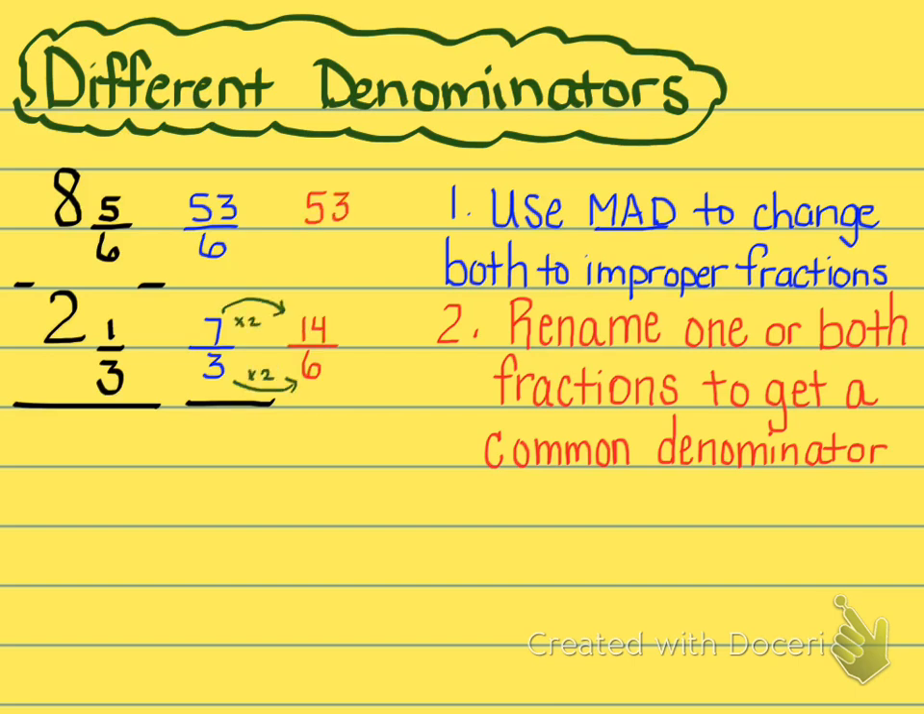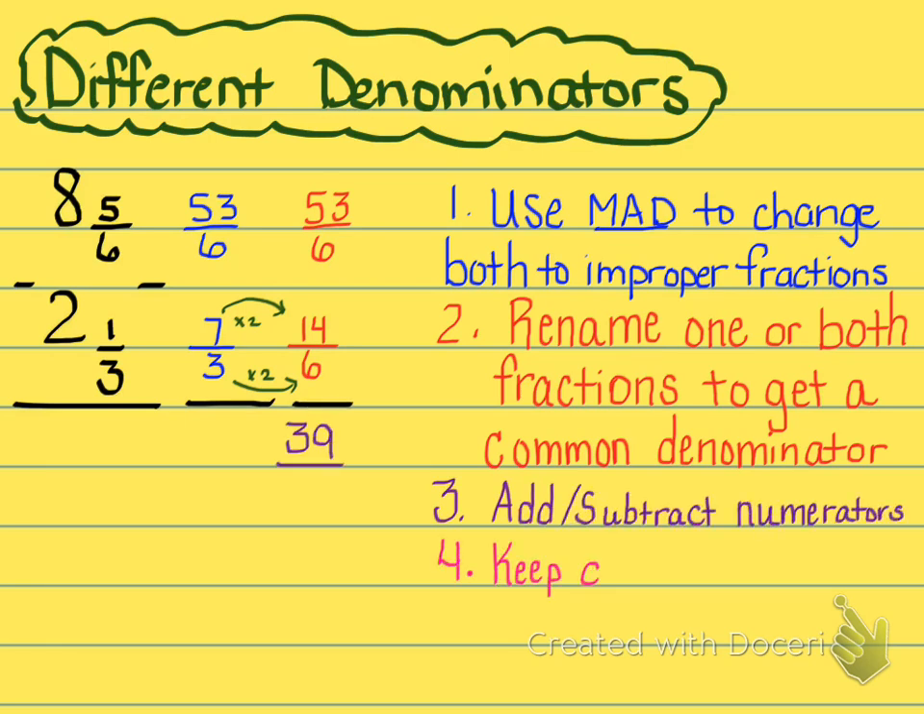All right, so what we're going to do is show that right here. So now you can see where they both have the denominator of 6. So down on the bottom, we multiplied by 2, and then of course on the top we already had 6. So now we have 53/6 and 14/6. So now what we need to do is to add or subtract the numerators. So 53 minus 14 gives us the 39 that you see there. Then we're going to keep the denominator the same.